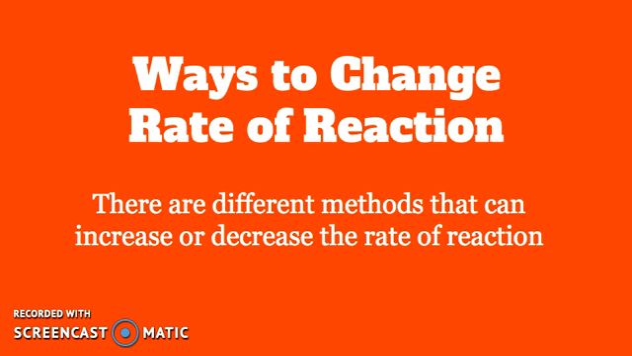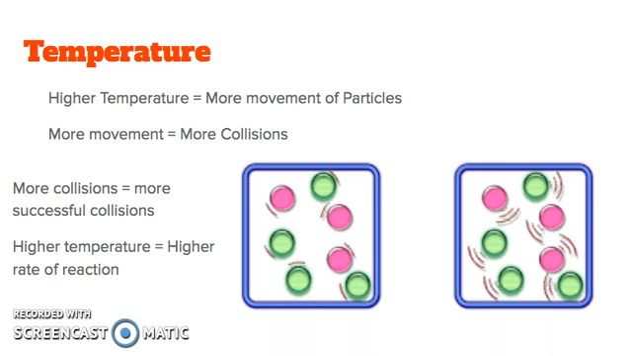Now, ways to make the rate of reaction faster or slower. There are different methods that can increase or decrease the rate of reaction. You must be familiar with these, and you must be able to explain them. The first way is temperature. Higher temperature leads to more kinetic energy. As we stated before in the collision theory, more kinetic energy means more movement of particles, and more movement of particles means more collisions.